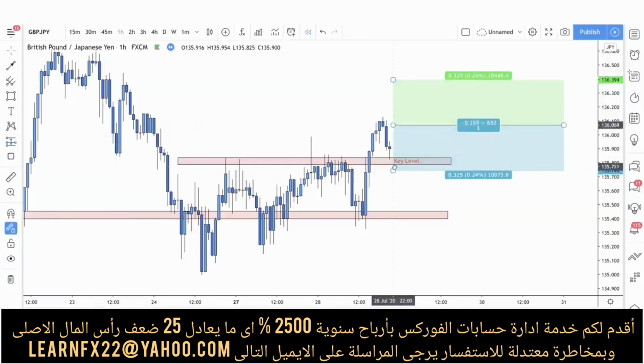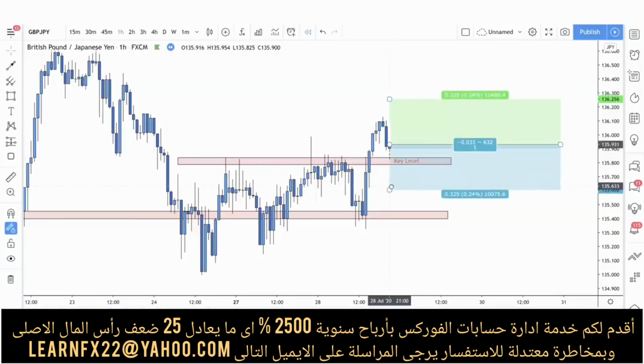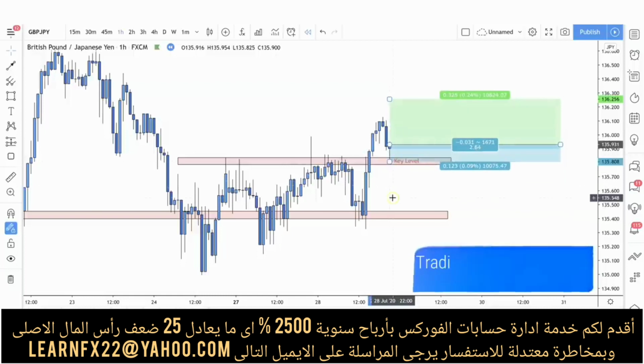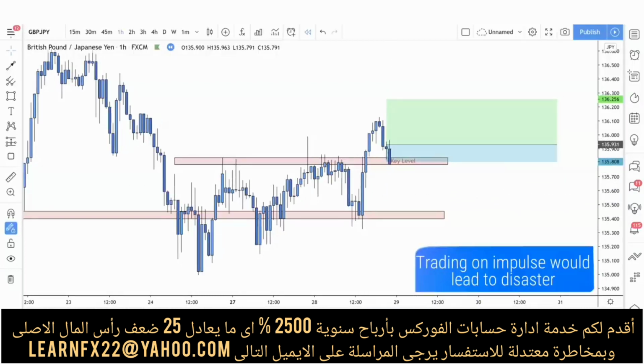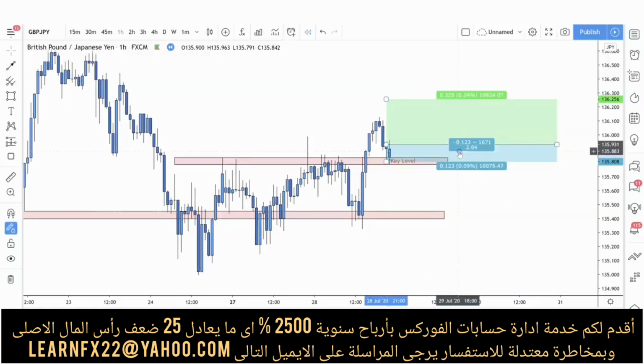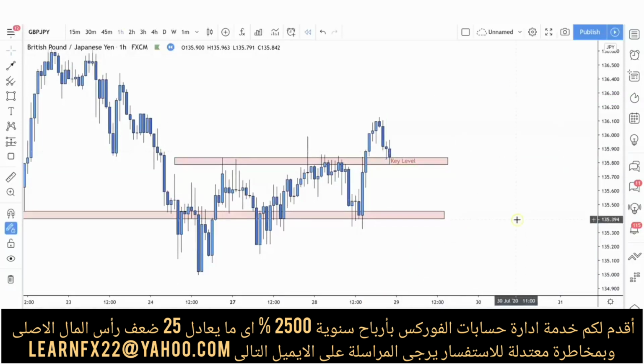Remember, this is not our entry time frame. If we do something like this, this is called trading on impulse. And trading on impulse will lead to disaster. Okay? So, let's remove this. We have price back at our key level. Just go back to that point. Be patient. Okay? There's no reason why you need to get into the trade first.